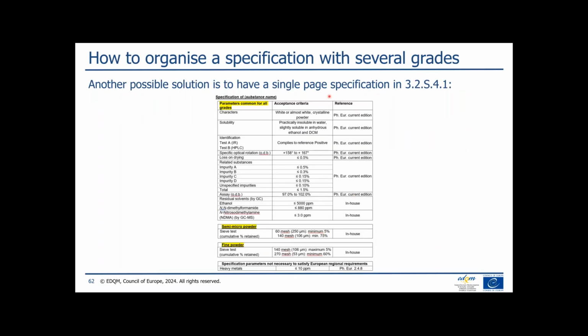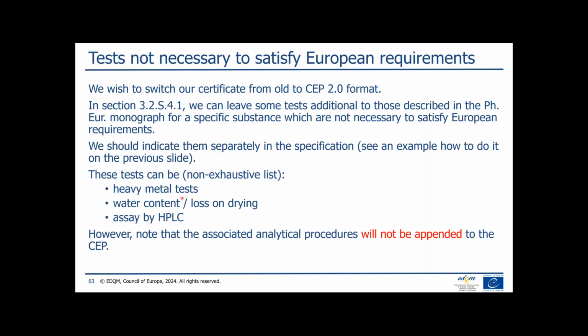Or, on the other hand, you can have a single page specification where you have parameters which are applicable to all grades here, and then one set of parameters for one grade, one set of parameters for the other grade, and this is, I would say, a bit more elegant approach. Also, you can have specification parameters not necessary to satisfy European regional requirements. For example, if you wish to have heavy metal tests or something like that, you can mention it in the specification, but we will not append the corresponding procedure to the SEP.